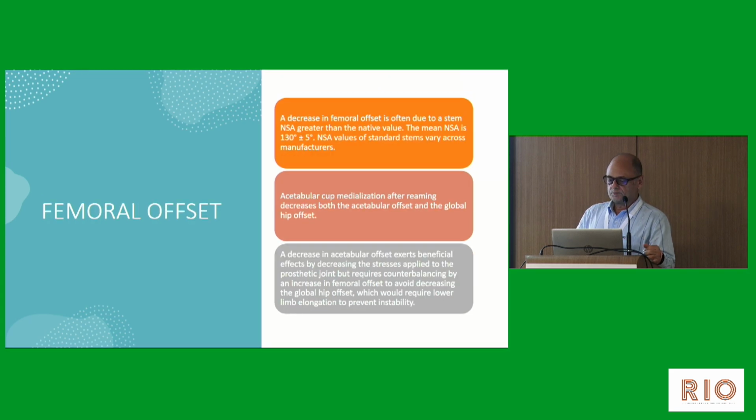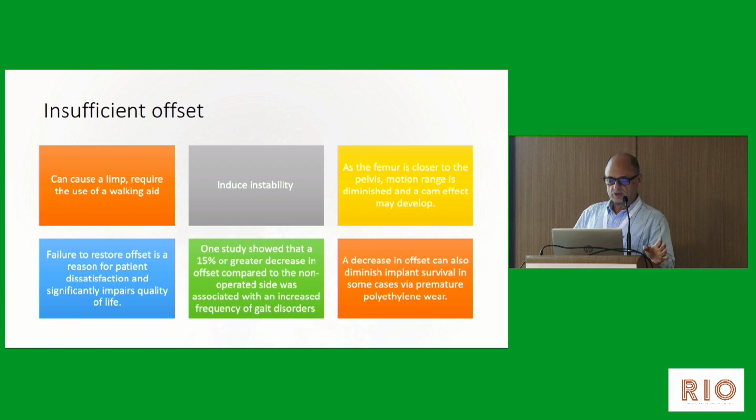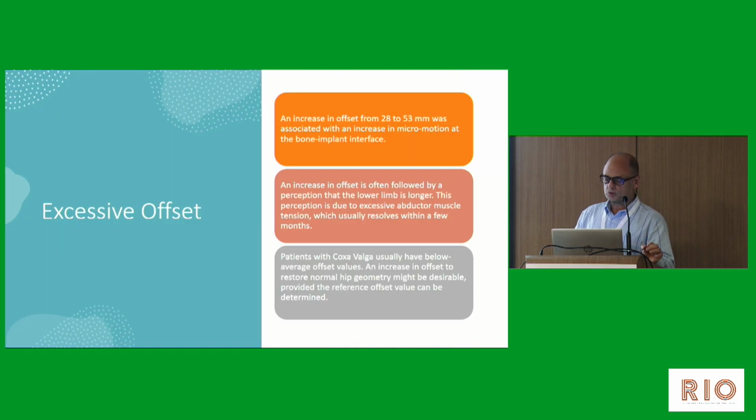So if your neck shaft angle is more, then your offset often decreases. So you can have that modularity on the table and get a better offset and more stability. So post-operative evaluation becomes important, particularly in second hips. Insufficient offset can cause limp, require use of a walking aid, and induce instability. The femur is closer to the pelvis, reducing motion range, so causing impingement. All those problems will come with improper offset, and implant survival, as I told you in the first.